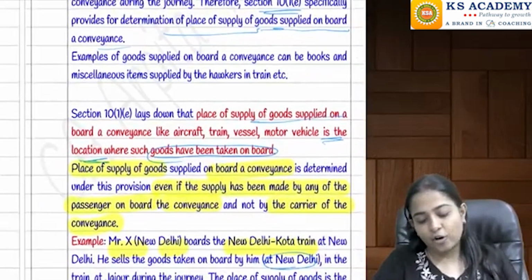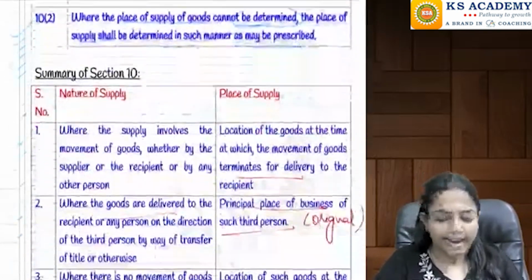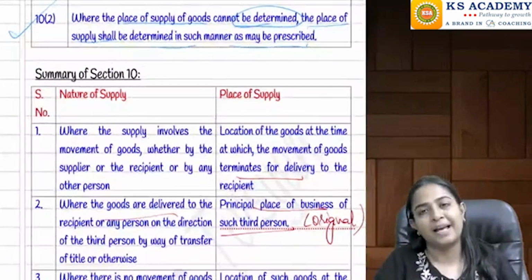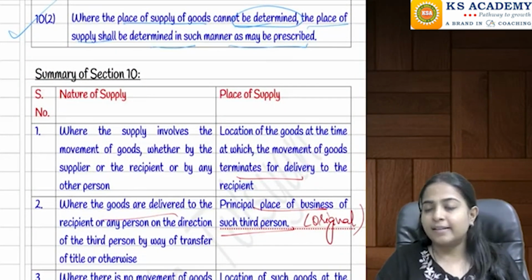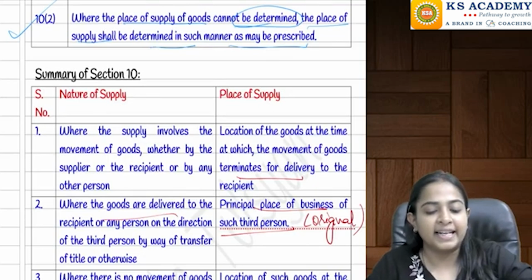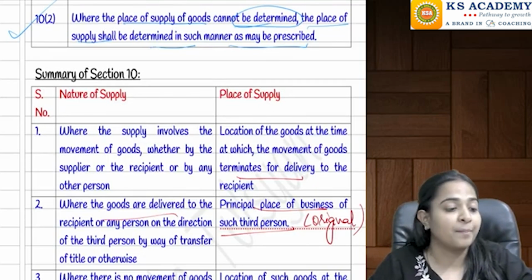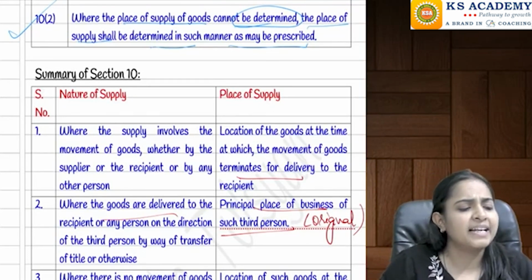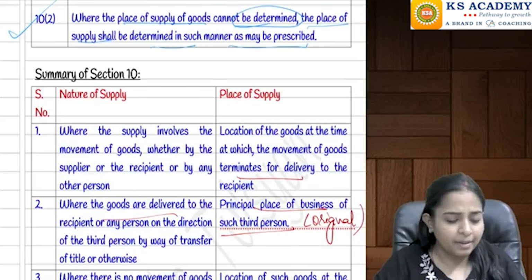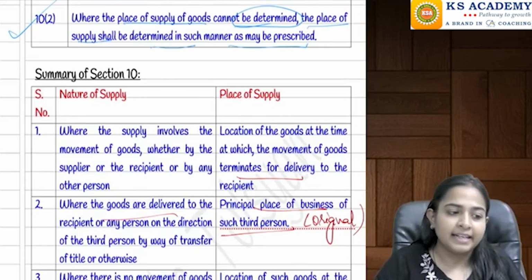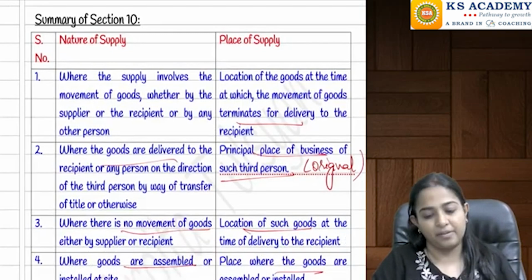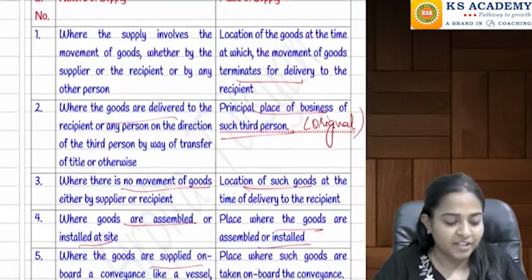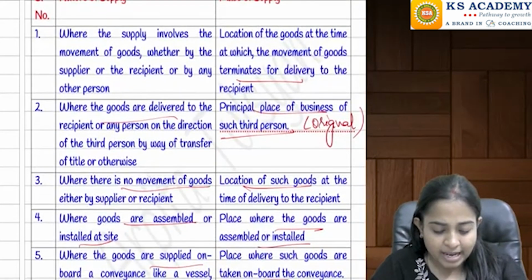And last, if your circumstance is not falling under any of this, then you will determine the place of supply as per section number 10(2). As per section number 10(2), they are telling that the place of supply will be determined in the prescribed manner. Okay, that will be prescribed. Are you clear till here? Yes, in your textbook, can you see the summary is also given in between? After the respective section, a summary is also given so that you can refer to it.